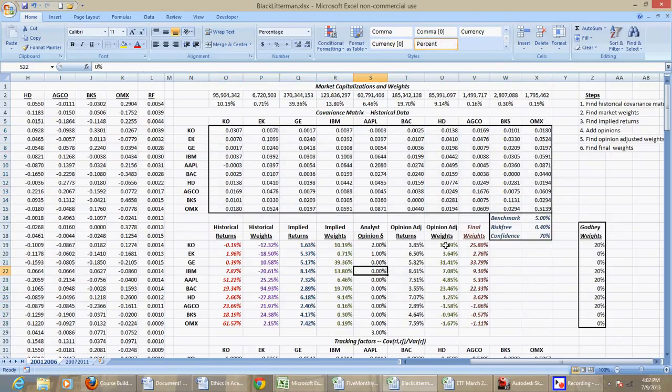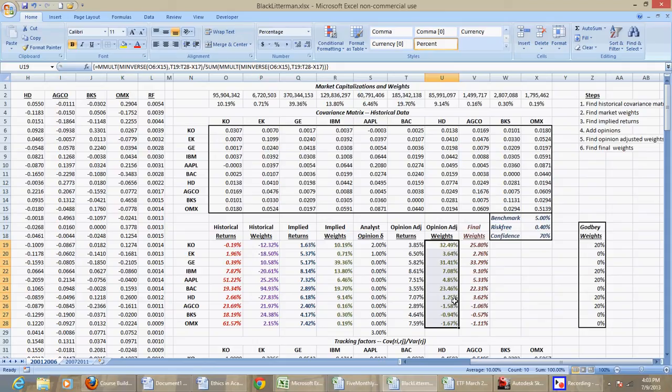That then gives me my opinion adjusted weights. So now, in my opinion, if I'm right, then the weights should be 34% Coke, not 10, 3% Eastman Kodak, not 0.7, 31 GE, not 39, and so forth. The next thing says, well, hang on just a second.